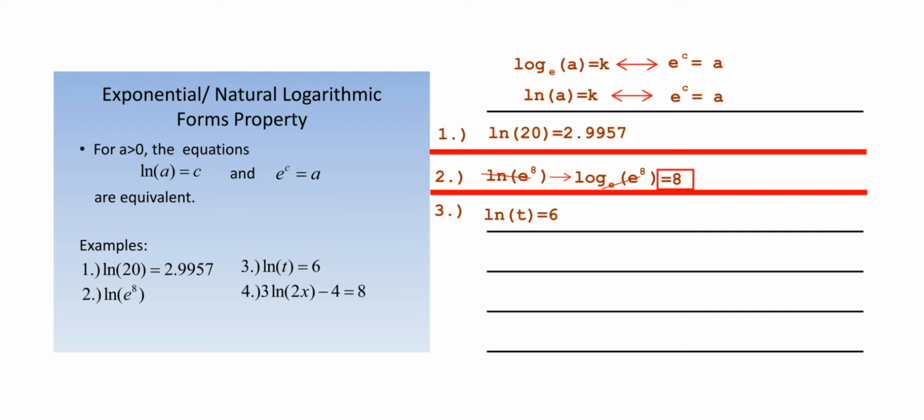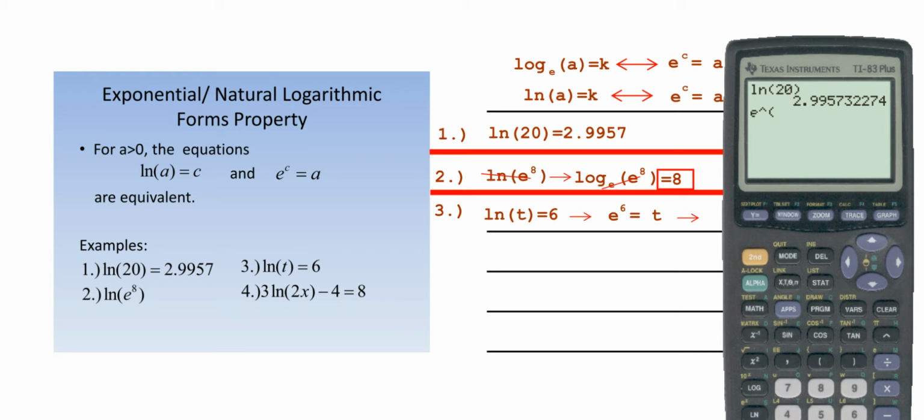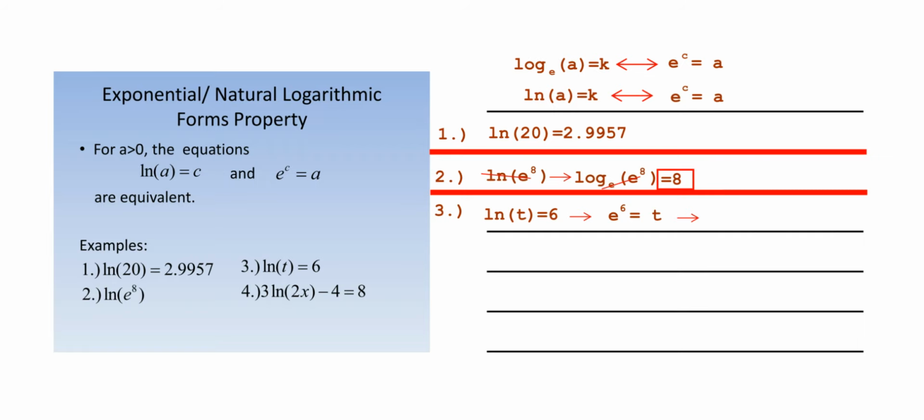Number 3, ln of t equals 6. Let's try converting this. If we convert it, remember, ln is base e, so it's e to the power of 6, right? So that's what's on the other side of the equal sign. It's our c value, the exponent, or the k, depending on which one you chose. So e to the 6 equals t, and now this becomes calculator work, right? If you push second, ln will give you the e function, e to the 6, close your parentheses, hit enter, and it gives you that the t value is 403.4 roughly.